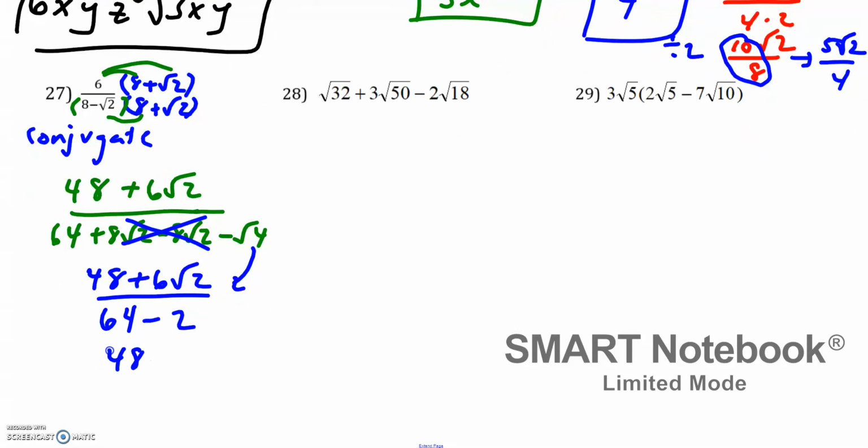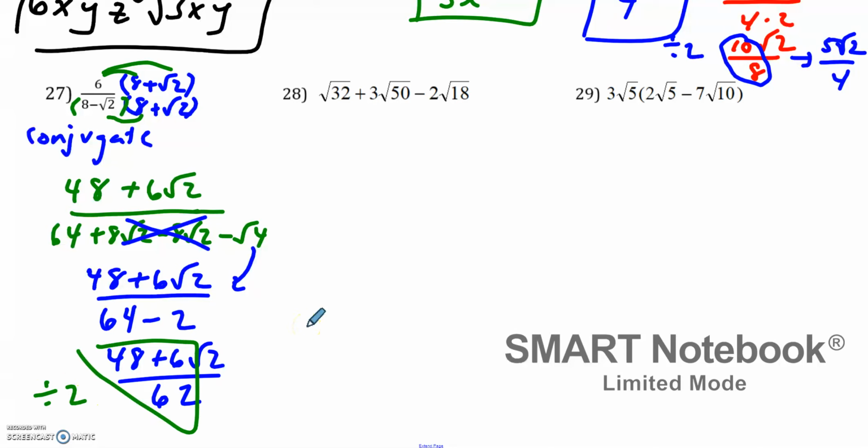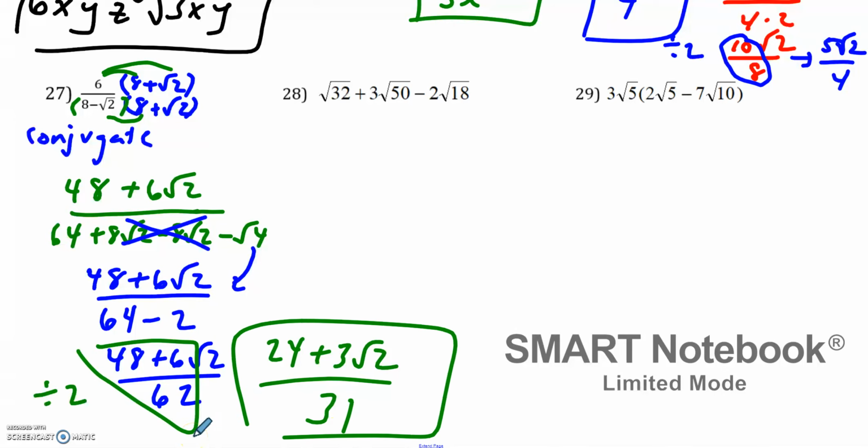So I have 48 plus 6 root 2 all over 64 minus 2, which is 62. Just like the quadratic formula, I can reduce all three of these numbers by taking out a 2. And if I do so, I'm left with 24 plus 3 root 2 all over 31. Final answer, because I cannot take a 2 out of my root because it is not a like term.